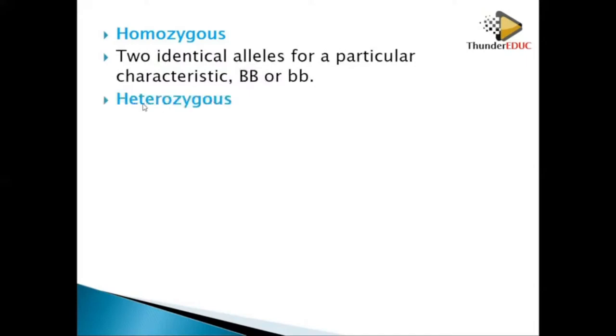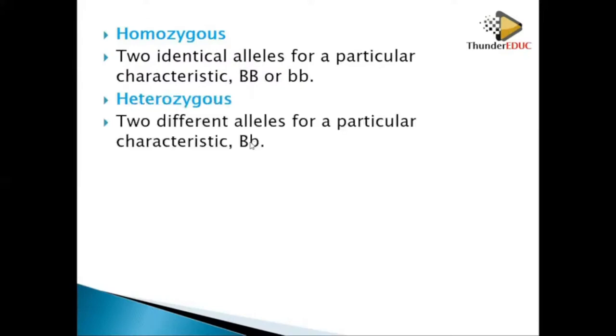When you say hetero, it means different. So the zygote has different kinds of alleles, for example, capital letter B and then small letter b. So they are different letters or different alleles.